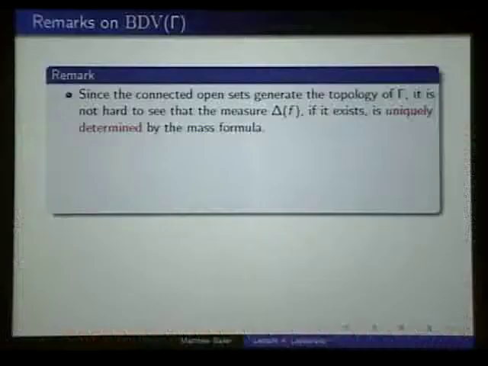Now, as I said, since the connected open sets generate the topology, this measure delta of f, if it exists, is going to be unique.